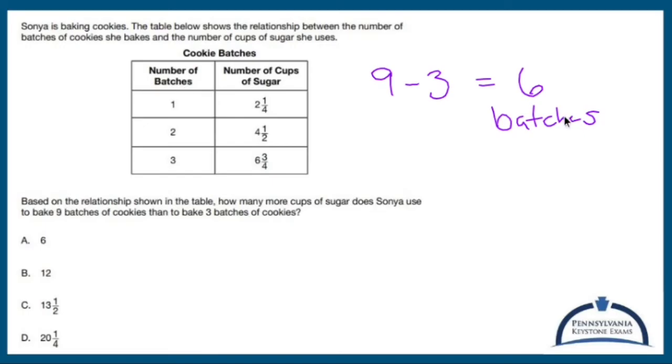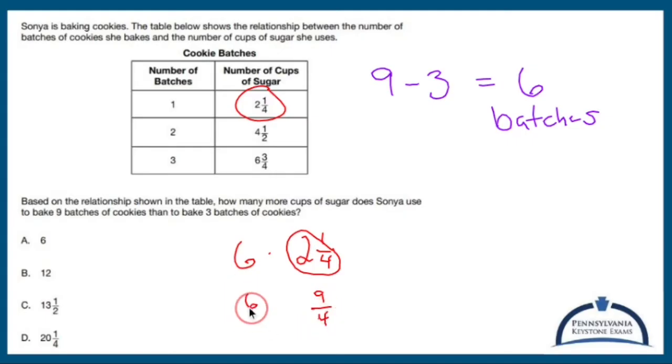All right, so 6 batches. Every batch requires 2 1/4 cups of sugar. So 6 batches is going to be 6 times 2 1/4. I'm not a big fan of multiplying whole numbers to mixed numbers, so this is how you can turn mixed into improper. Multiply the main number times the denominator. That gives you 8. Add it to the numerator. That gives you 9, and this becomes 9 over 4.